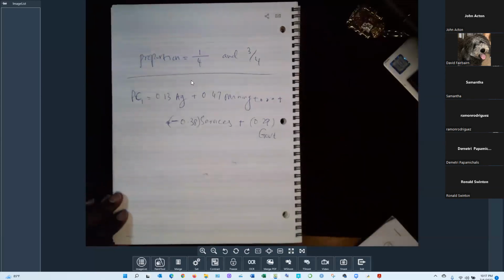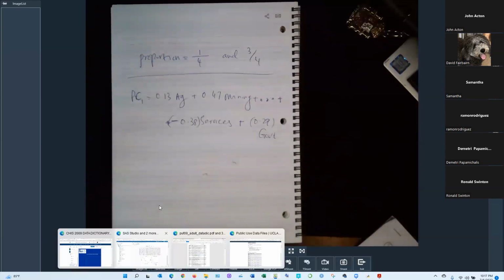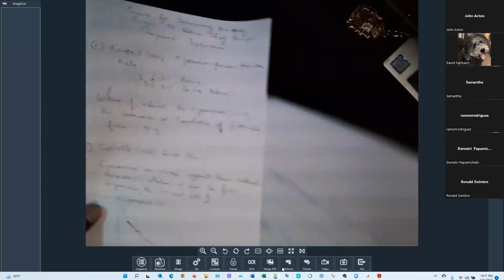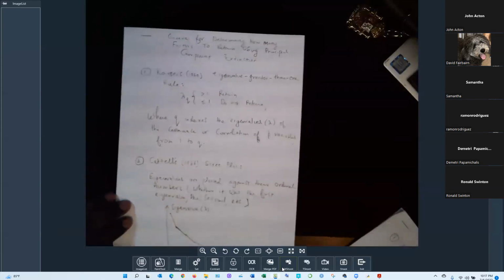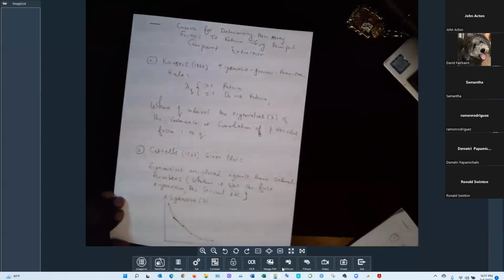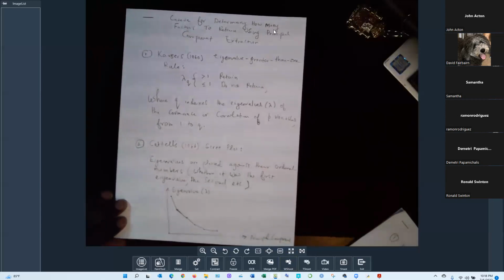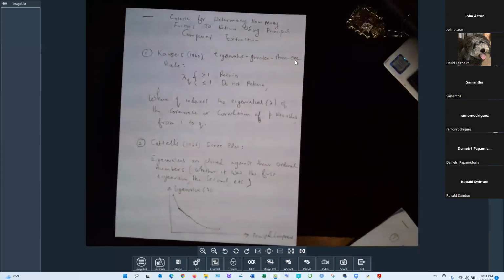So keep going. You can write the whole thing like that, all the way up to PC5. Then, what are the criteria that we can utilize? Keep the number of principal components. This is the criteria for determining how many factors to retain using principal component extraction. Kaiser came up with that one. He said the eigenvalue greater than 1 rule.